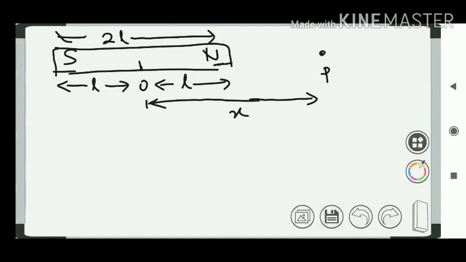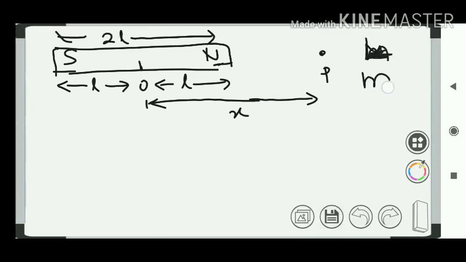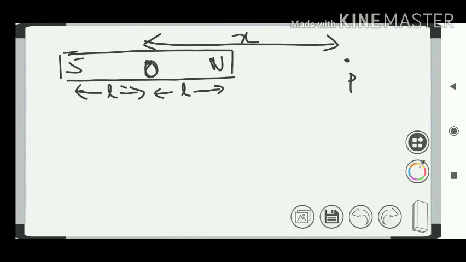Right, and let's say this bar magnet has a pole strength of small m. Let's not take capital M, let's take it as small m. That is the pole strength of the bar magnet. Each pole is having a strength of m. Now that means, see guys, at P point, two types of magnetic field will be acting. One is due to north pole, the other is due to south pole. Due to north pole, the magnetic field lines are always away from the north pole. So due to north pole, the magnetic field I will draw like this. Let's say it is B1.